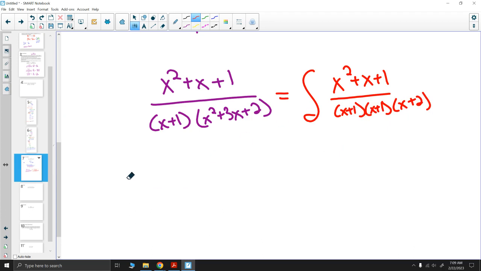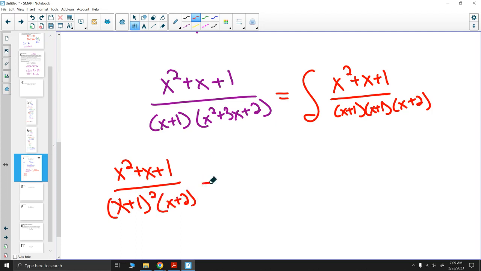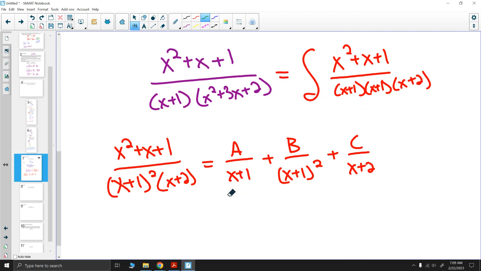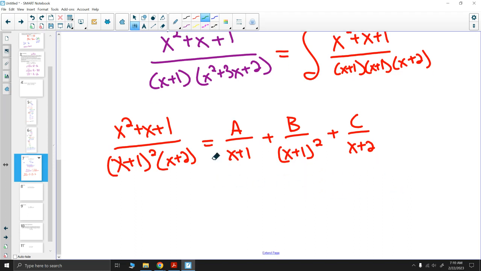So when we split this, that is to say, when we take our x squared plus x plus 1 over x plus 1 squared times x plus 2, what we need to do is an a over x plus 1 plus b over x plus 1 squared plus c over x plus 2. All right, so again, this is a special case where if we have some power, we need to account for all their powers leading up to it. Okay, so we multiply everything through by the bottom.